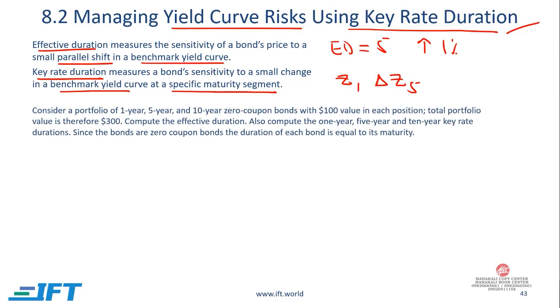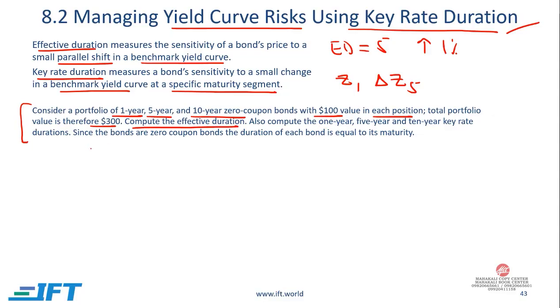To understand this concept, let's work through a simple question. Consider a portfolio of 1-year, 5-year, and 10-year zero coupon bonds with $100 value in each position. Total portfolio value is therefore $300. First, let's just compute the effective duration, and then we will compute the key rate duration.